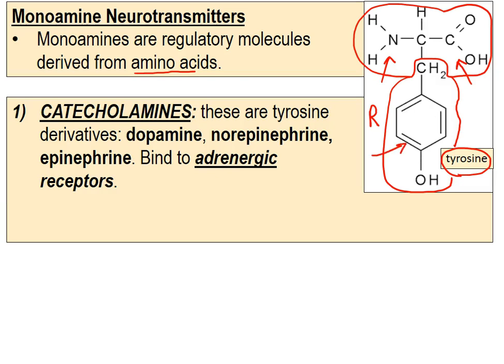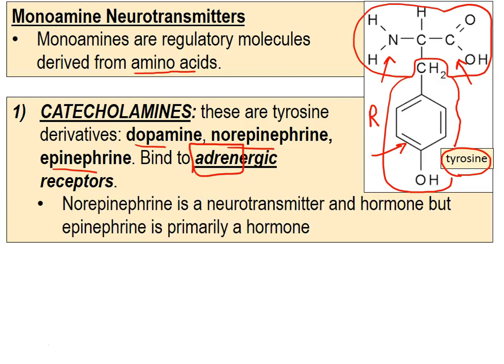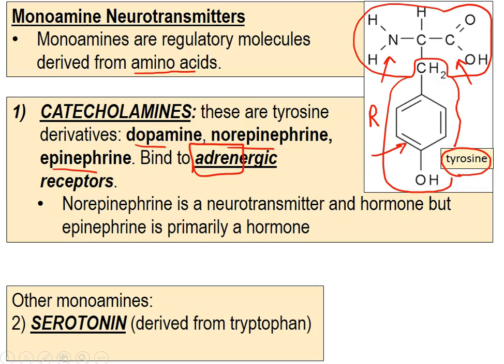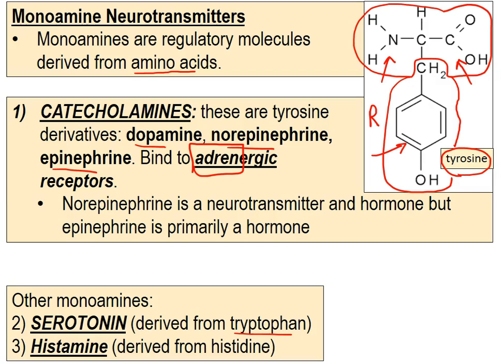And the catecholamines are neurotransmitters that are derived from tyrosine. This ring is known as a catechol ring. Dopamine, norepinephrine, and epinephrine are catecholamines. Norepinephrine, sometimes called noradrenaline, epinephrine, sometimes called adrenaline, and they bind to adrenergic receptors, and you can see and hear that adreno in the word. Norepinephrine is a neurotransmitter and a hormone, but epinephrine is primarily a hormone. Other monoamines are serotonin, derived from a different amino acid, tryptophan, or histamine, derived from the amino acid histidine.